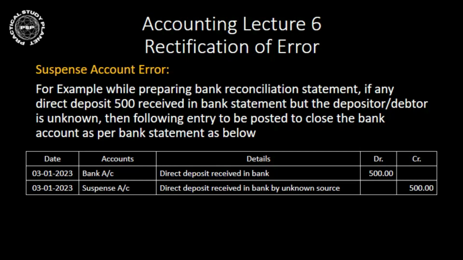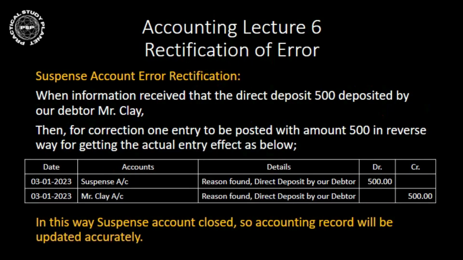We will see a suspense account error example here. For example, while preparing a bank reconciliation statement, if a direct deposit of 500 is received in the bank statement but the depositor's data is unknown, then the following entry is to be posted to close the bank account as per the bank statement. The bank account will be debited in the cash book because we received the information, but we don't know from which account this payment has been received. So the credit account will be the suspense account.